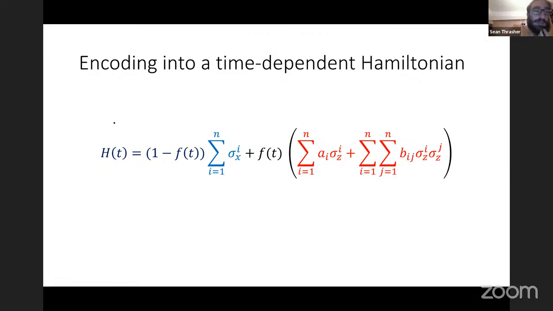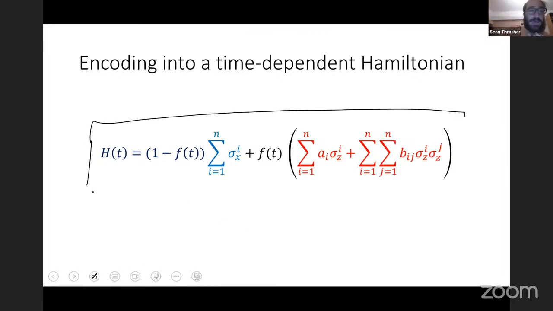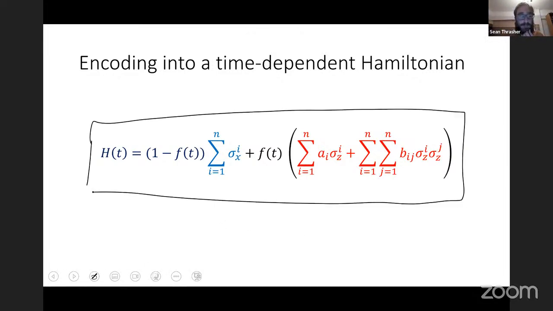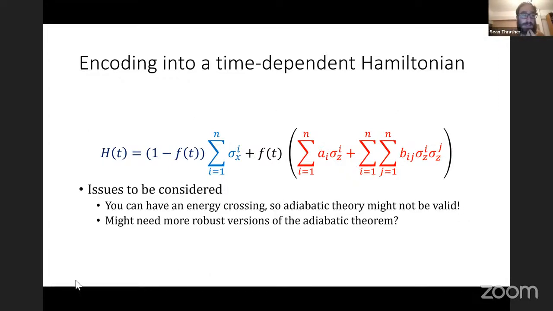And this is what the time-dependent Hamiltonian would look like. But the problem is that you might have energy crossing. So remember how we said that the accuracy of this approximation depends on the energy levels being separated far apart. So the adiabatic theory might not be valid. So you have to check this. And there might be more robust versions of the adiabatic theorem that I mentioned.